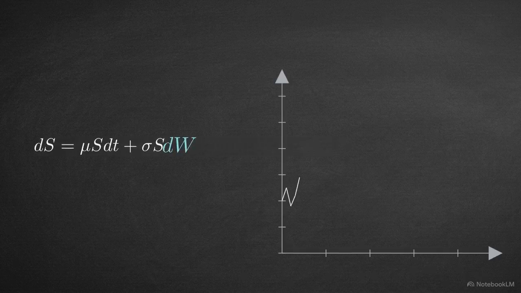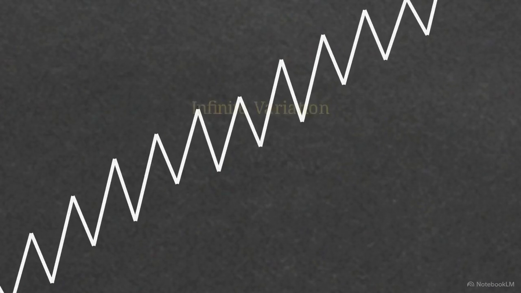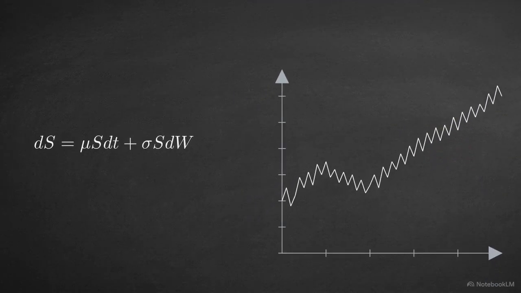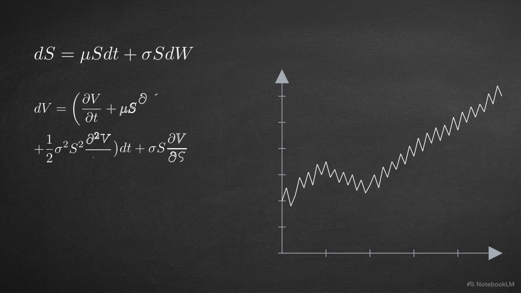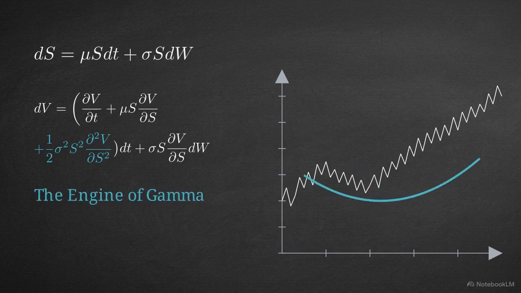It models the underlying asset price, representing the constant expected return, the drift, and a jagged volatility path attached to a standard Brownian motion. Because Brownian motion paths have infinite variation, standard calculus fails here. We apply Ito's lemma, which introduces a specific convexity term generated by finite quadratic variation. This extra term is the mathematical engine responsible for all convexity effects in derivatives pricing.